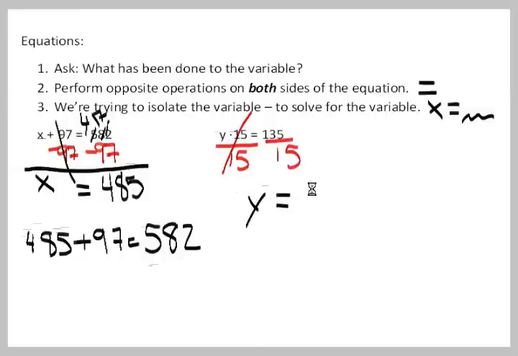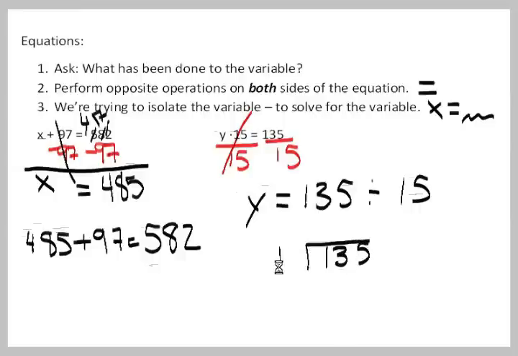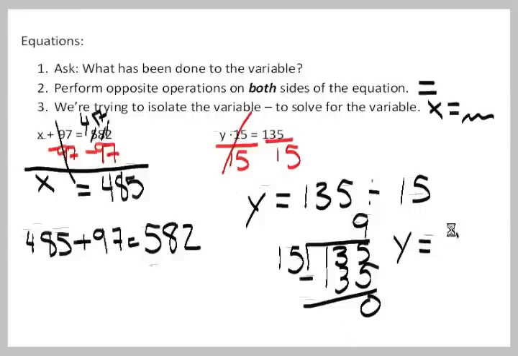So y equals 135 divided by 15. So then we need to do that division problem to figure out what y is. 135 divided by 15, and 15 goes into 135 9 times. 9 times 15 is exactly 135. We subtract, and there's nothing left. So we know then that y equals 9. And again, we can check our answer. If we want to put 9 in for y, we can do 9 times 15 to double check and make sure that we do indeed get 135.